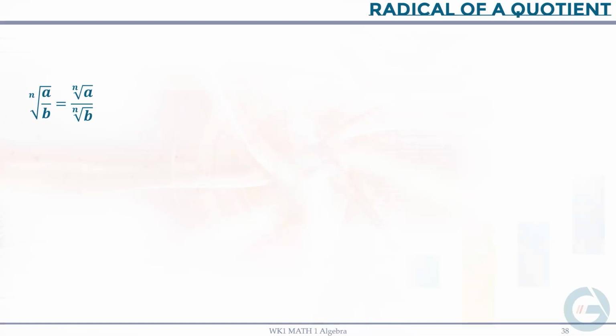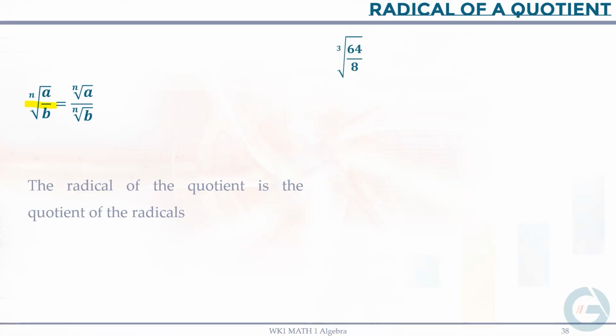So we have the square root of a divided by b. We can distribute the radical to the numerator and denominator. So the radical of the quotient is the quotient of the radicals. For example, the cube root of 64 divided by 8. That is also equivalent to distributing the cube root: the cube root of 64 in the numerator and the cube root of 8 in the denominator. What is 64 over 8? Of course, it is 8.